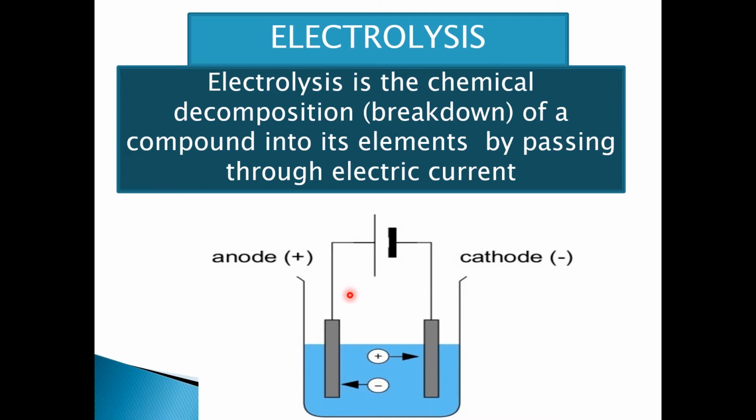There are two types of electrodes. The electrode connected to the positive terminal of the dry cells is called the positive electrode or anode, while the electrode connected to the negative terminal of the dry cells is called the negative electrode or cathode.